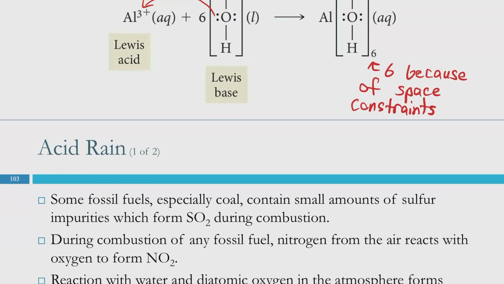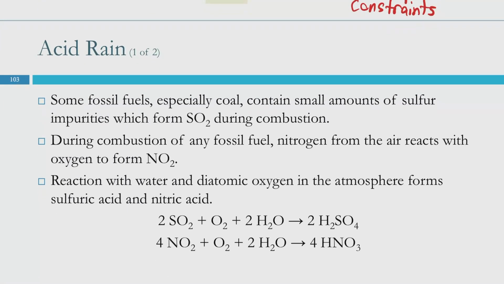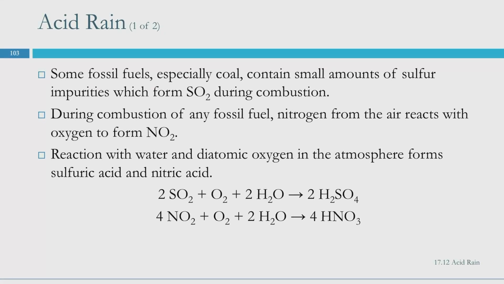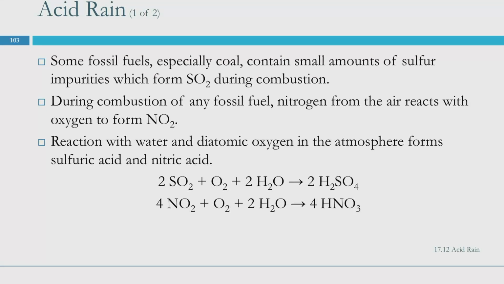All right, that's most of the important material. We'll just talk about acid rain a little bit. So some fossil fuels, things from dinosaurs, thank you dinosaurs, very cool, especially coal, contain small amounts of sulfur impurities, and during combustion those can form sulfur dioxide. Sulfur dioxide is a common air pollutant. They can also form NO2, nitrogen dioxide, which I think is brown, or can form a brown haze. Anyway, those are 2 common air pollutants produced when you combust fossil fuels.